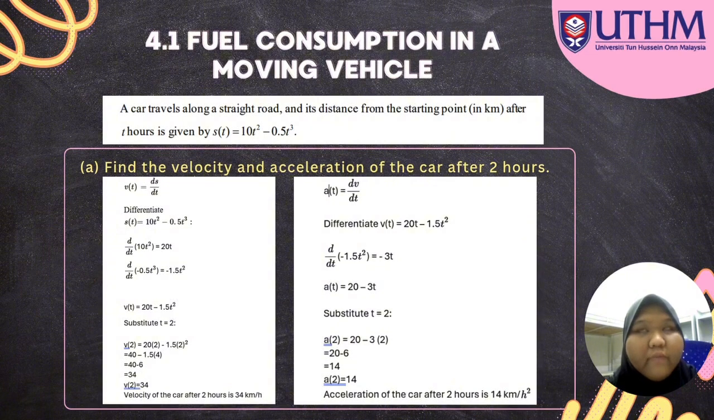Next, we need to find the acceleration. Acceleration is the rate of change of velocity. So we differentiate the velocity equation again. After differentiating, we get a(t) equals 20 minus 3t. Then we substitute t equals 2. So we get a(2) equals 20 minus 3(2), so we got the answer 20 minus 6, which is 14. So the acceleration after 2 hours is 14 kilometers per hour squared.